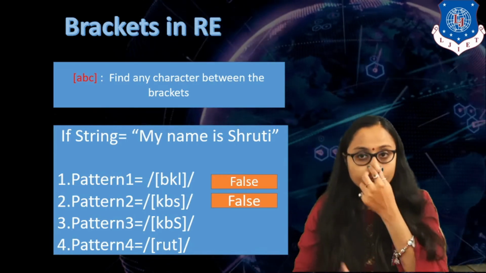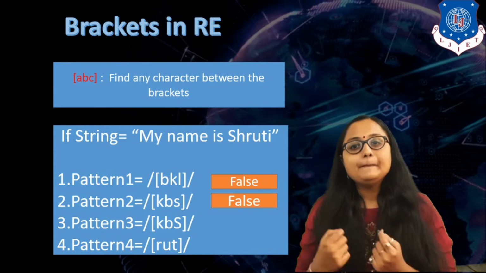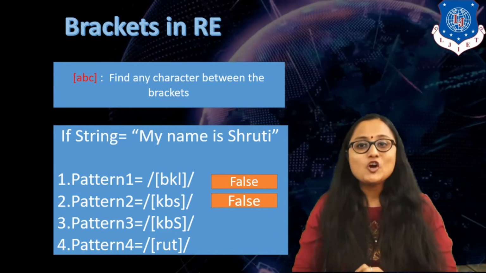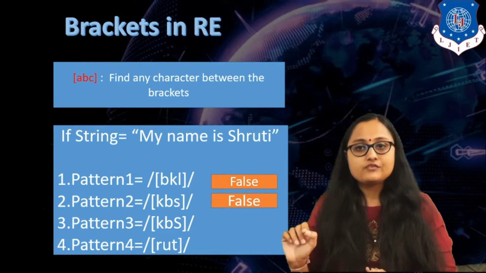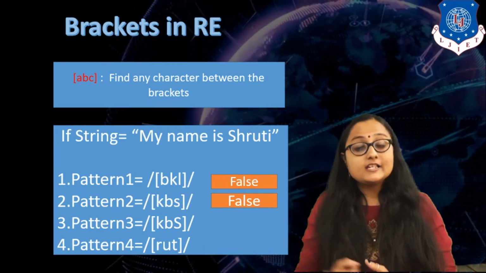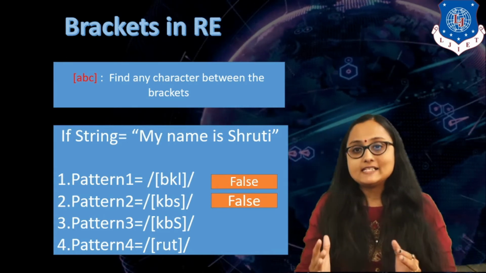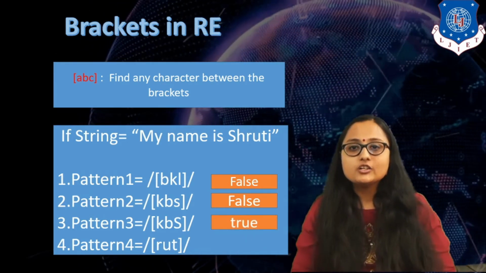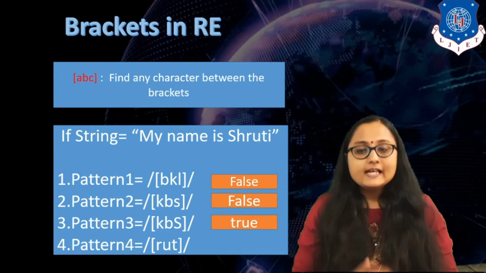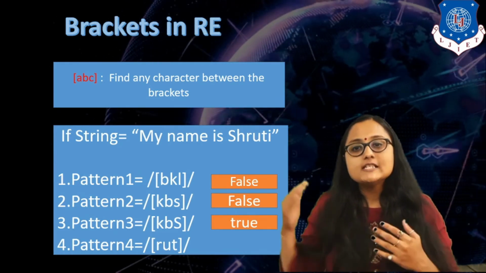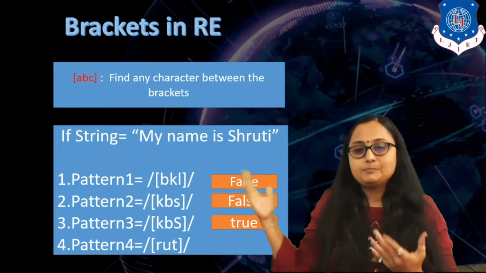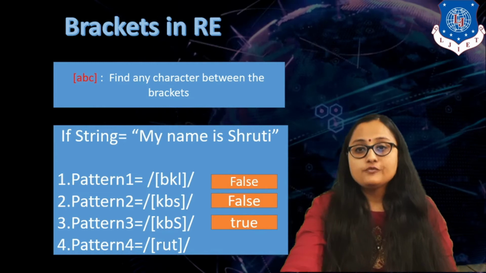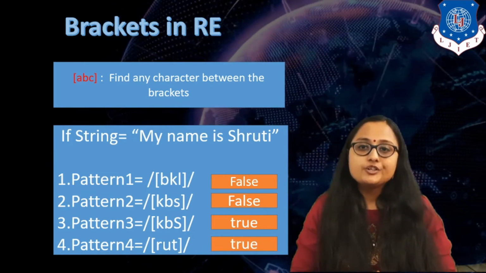False. The third pattern is K, B and capital S. Now there is a match because the string consists of the alphabet S in the same case, that is, capital letter. So my test method will return true, right? And the last is RUT. Now you can see that RUT itself is a part of Shruti, so obviously there is a match of all of these characters and it will return true.